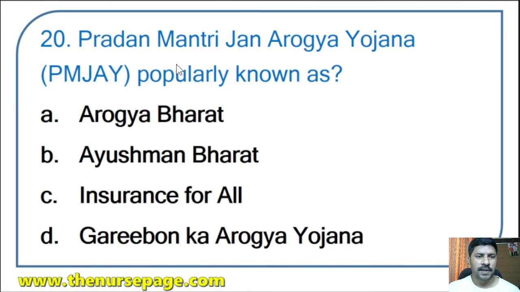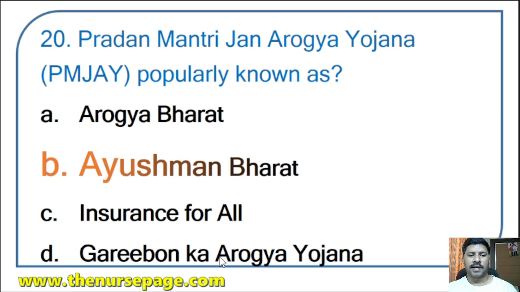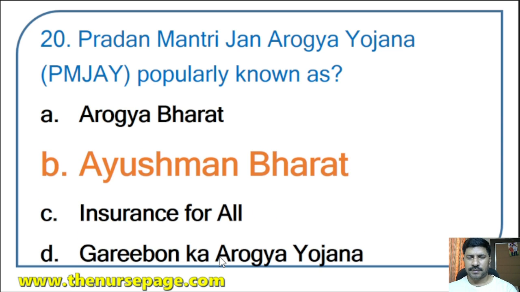Last question. Pradhan Mantri Jan Arogya Yojana or PMJAY is popularly known as: Arogya Bharat, Ayushman Bharat, Insurance for All, Garibon Ka Arogya Yojana. Correct answer is Ayushman Bharat.